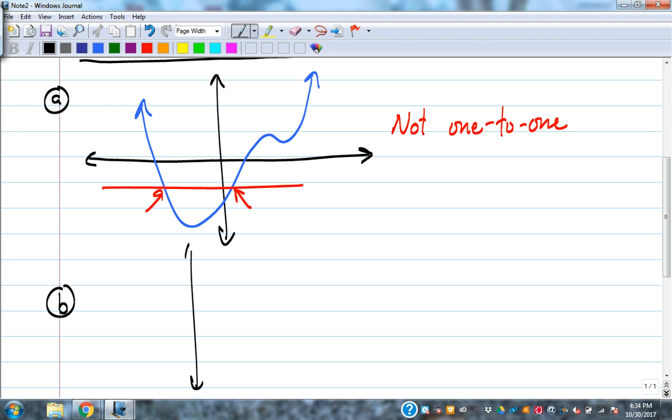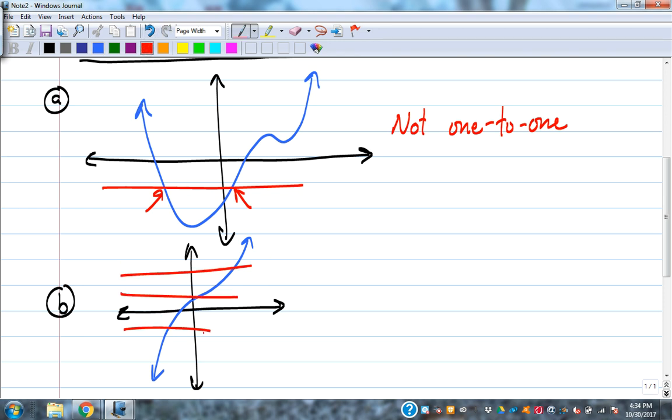Another example, just a sketch of a graph. Something real simple like that. Nice polynomial could do that. If I drop a horizontal line anywhere on that, it only touches it in one spot everywhere I put it. So that passes the horizontal line test. It also passes the vertical line test. So that is a one-to-one function.